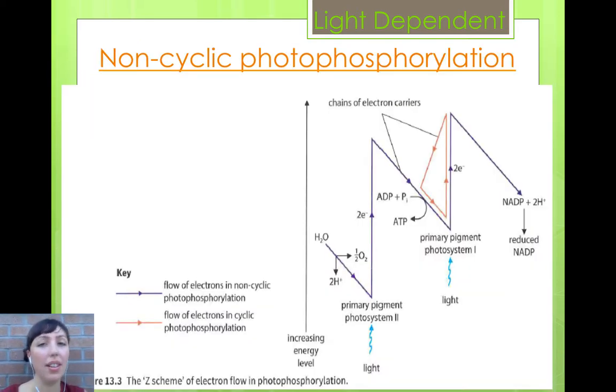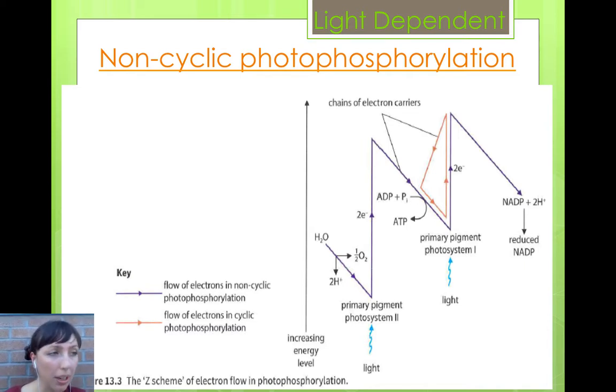Okay, so this brings us to non-cyclic photophosphorylation. This involves both photosystems in the so-called Z scheme of electron flow. This is where light is absorbed by both photosystems and excited electrons are emitted from the primary pigments of both reaction centers. These electrons are absorbed by electron acceptors and pass along chains of electron carriers, leaving the photosystems positively charged. The primary pigment of photosystem 1 absorbs electrons from photosystem 2.